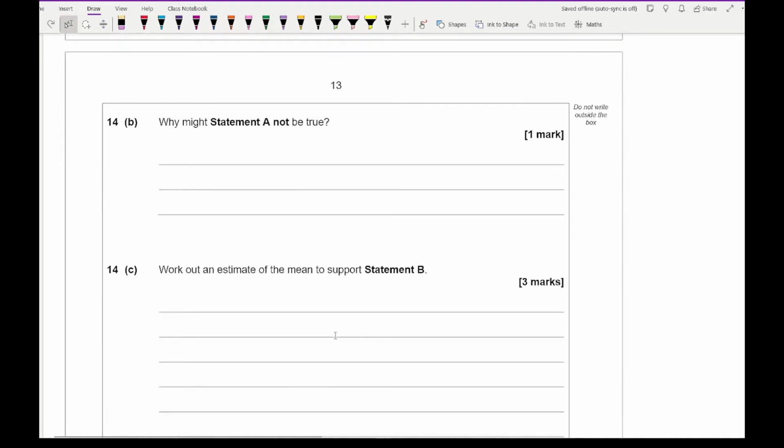Moving on to B, it says, why might statement A not be true? And again, the reason for this is because we have assumed that half of the 14 to 20 group earn over £17. And again, it might be skewed closer to the 14, it might be skewed more to the 20, which will affect our answer in part A.